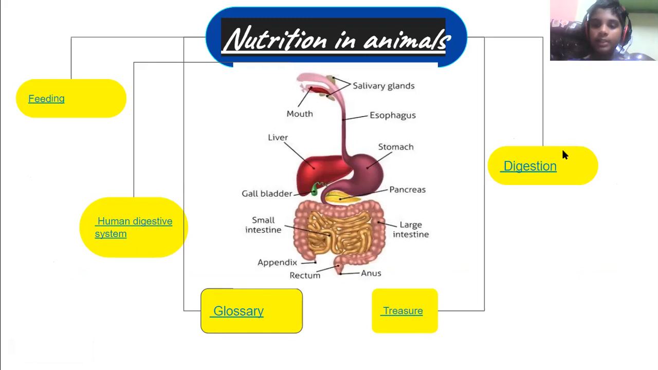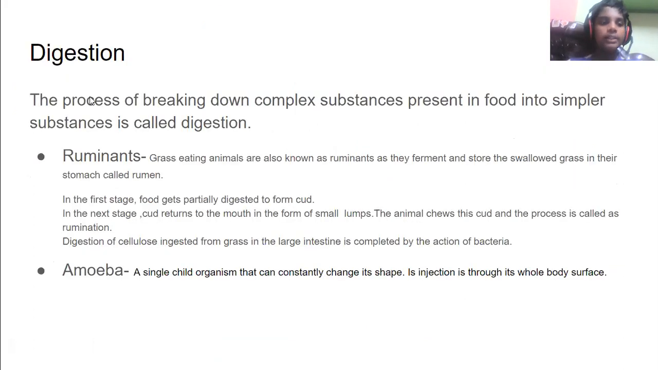Next comes digestion. The process of breaking down complex substances present in the food into simpler substances is called digestion. Now, after the mouth breaks down the food into different pieces, these are complex substances. These should be broken down into simpler substances. Then the nutrients can be taken into the body.